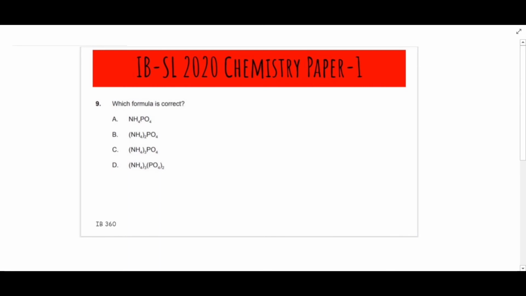Now in question 9, we have to identify which of these formulas is correct. Basically we have two parts. So we have NH4 plus and PO4 3 minus. We know that PO4 3 minus comes from H3PO4 and NH4 plus is NH3 plus H plus ion. So obviously we would need 3 NH4 plus ions to neutralize this minus 3 charge on PO4. So (NH4)3PO4 is the correct answer, that is option C.